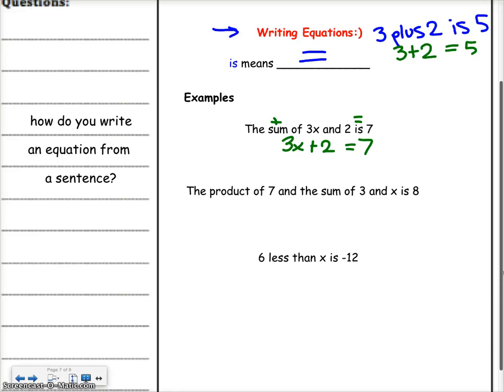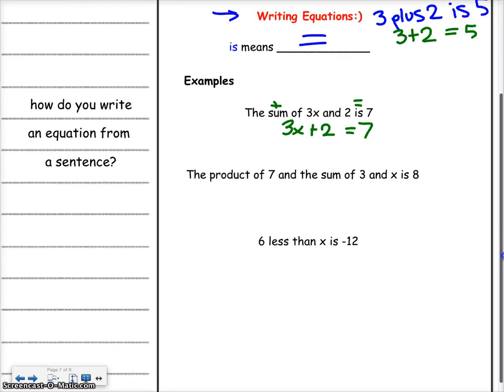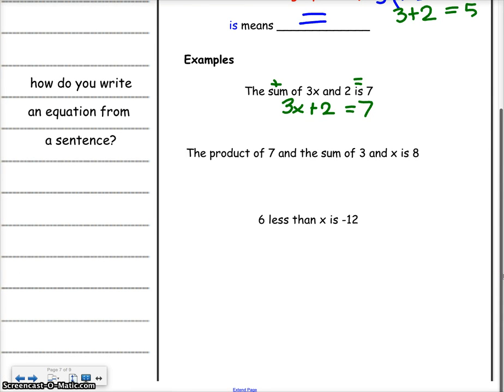Now this is where you need to remember where parentheses go. I remember that we had a very fluent student at this right away in the beginning, just knowing where a parenthesis goes. The product of 7 and the sum of 3 and x is 8. Remember, if you have 2 vocab words, product and sum, you're going to be dealing with parentheses. So product means multiply. The sum of 3 and x. Is means equals 8.